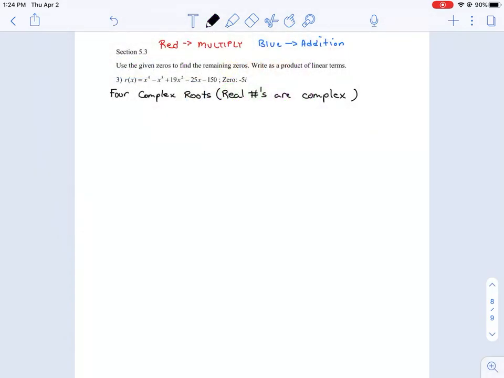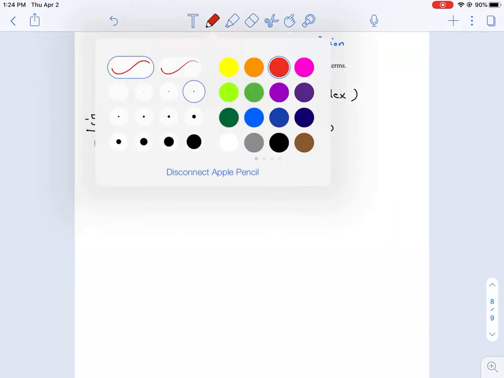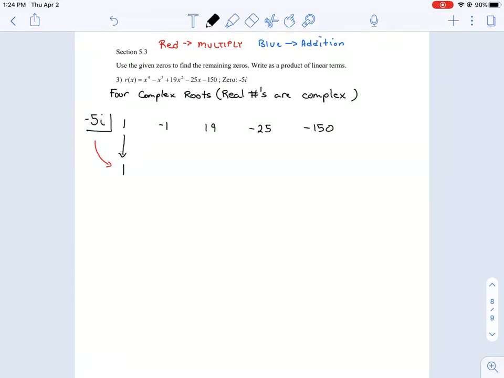So to start, we're going to use the given root, negative 5i, and synthetic divide. All right, when we synthetic divide, remember we bring the first number down, and then we multiply. Negative 5i times 1 happens to be negative 5i. Now, unfortunately, we cannot add a 1 to a negative 5i. However, we can write the complex number as negative 1 minus 5i.